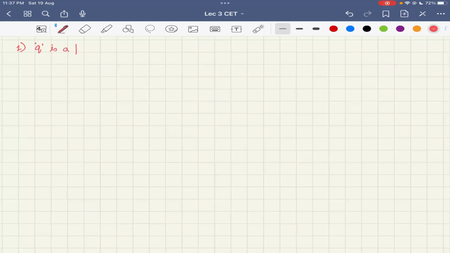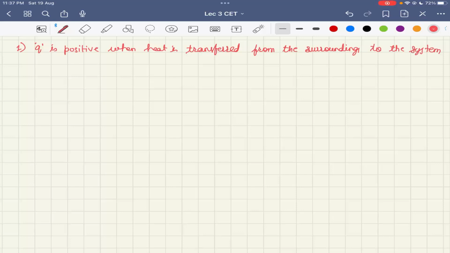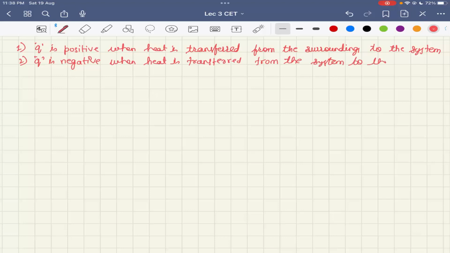So some important points which have to be noted: Q, or heat, is positive when heat is transferred from the surrounding to the system, and so point 2 is Q is negative when heat is transferred from the system to the surroundings, right?